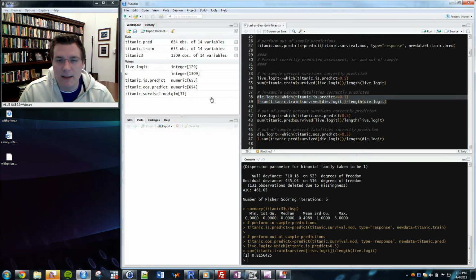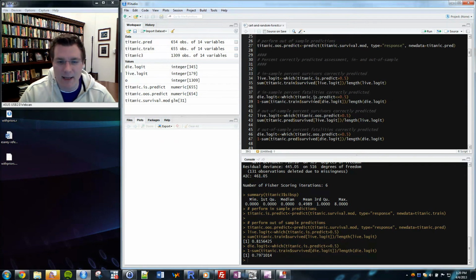To predict fatalities, I just create a variable called die-logit, which says which people am I predicting to die. So these people have fitted probability in sample of less than a half, less than 50% chance of surviving. And then I look at the sum of the people I predicted to die, how many of them survived, as a proportion of the total number of people I said would die. 1 minus that will give me the proportion of people who died as a proportion of the number of people I said would die. And that proportion is about 80% in sample.